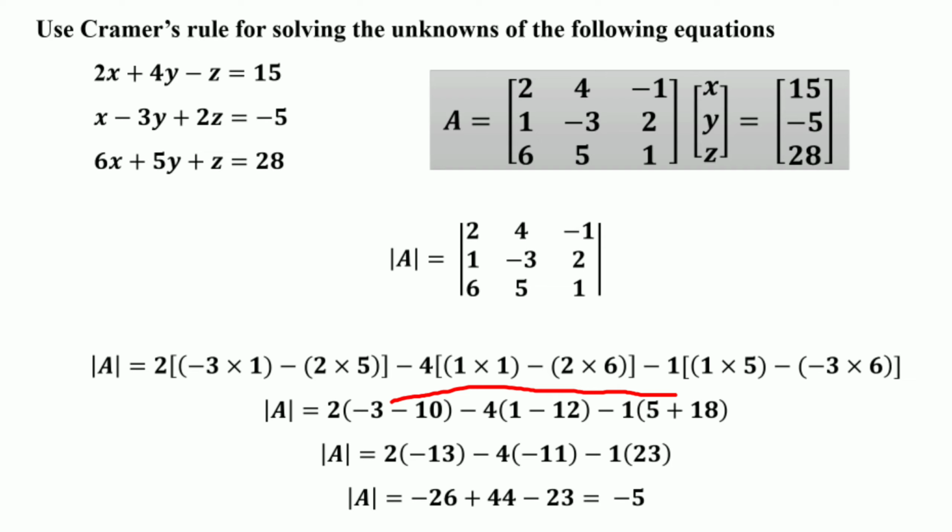Then minus 1 into, by removing the row and column, we have a 2 into 2 determinant, that is 1, minus 3, 6, 5. So 1 into 5 minus 3 into 6. So after solving this expansion, we will get the determinant value is equal to minus 26 plus 44 minus 23, which is equal to minus 5. So minus 5 is the determinant value of the given matrix A.